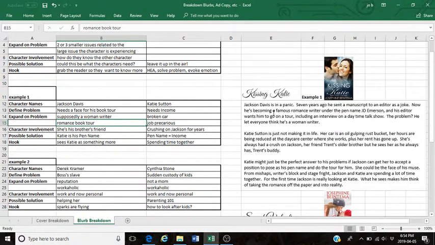In the first 2 paragraphs of the blurb, we generally focus on these things right here. So the character involvement, we focus on the character names, we focus on their problems and expanding the problems. In the last paragraph or 2 or 3 paragraphs, you want to put in your possible solutions and your hooks. A blurb is usually between 3 to 5 paragraphs. You want them to be short, concise, and funny.